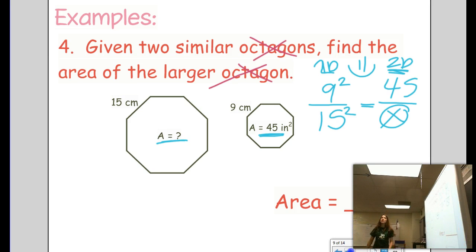Kendall, what did you get? 125? Yes. Units? Inches squared, because it's a 2D answer. All right. Ooh, the next problem has lots of words. I'll let you read it.